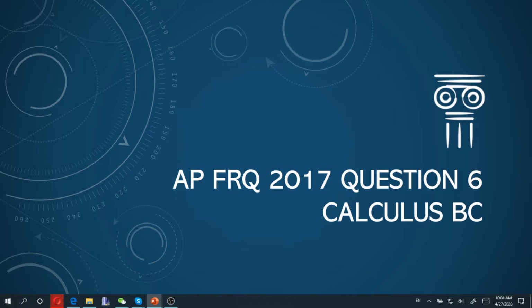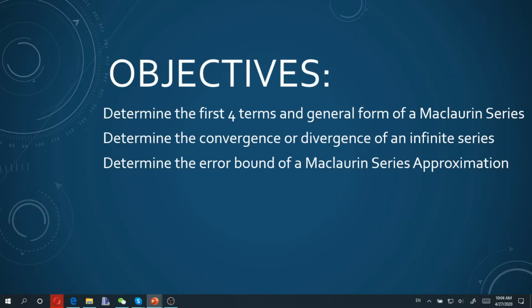So I'm pretty sure you've already seen the question for today at some point, just because there's only so many Taylor series, and I was trying to hit all of those Taylor series earlier on. We'll take another look today. So our goals are to determine the first four terms in general form of a Maclaurin series, the convergence or divergence of an infinite series at those bounds, and then determine the error bound of the Maclaurin series approximation.